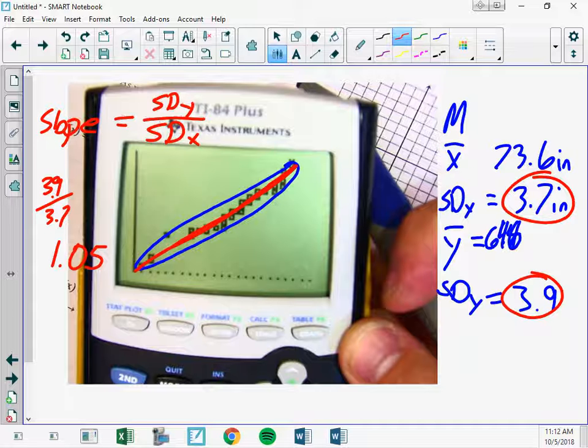Okay. So the rest of the paper is basically the same thing, but we're going to use a different data set. We're going to use heights and wingspans.